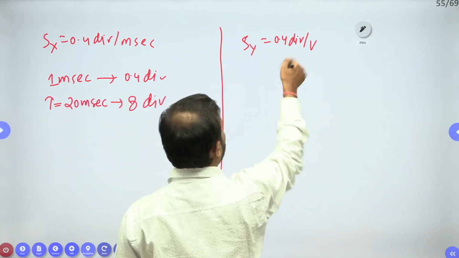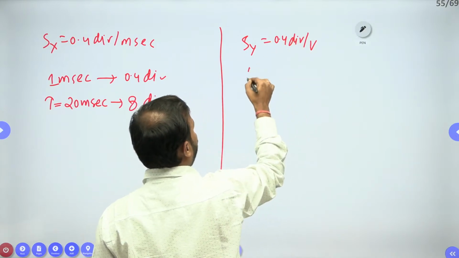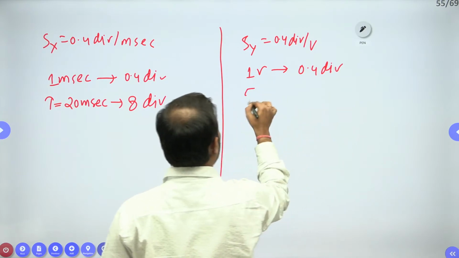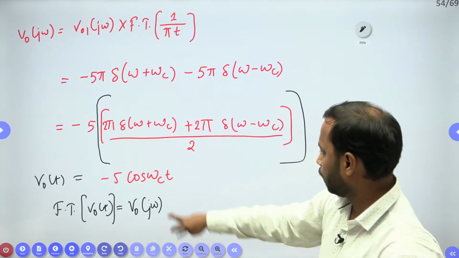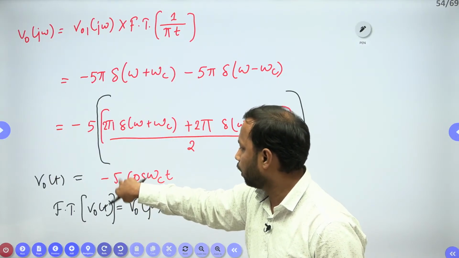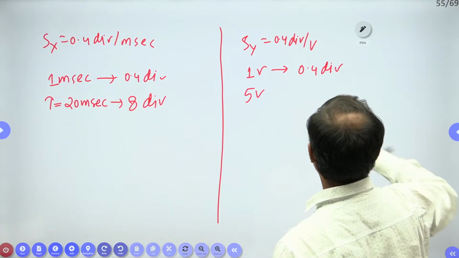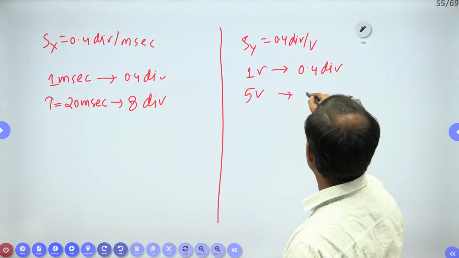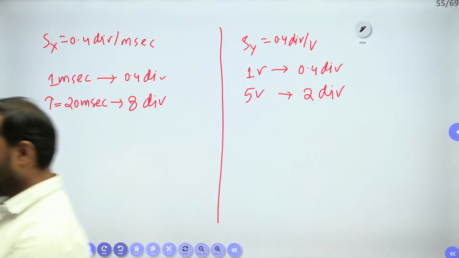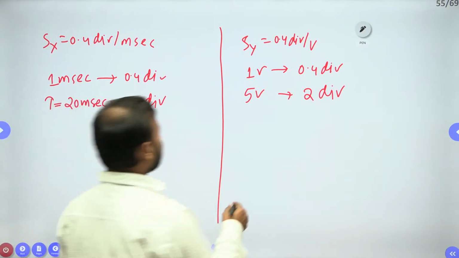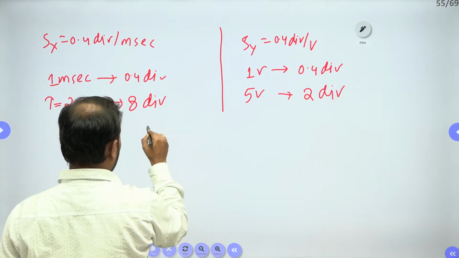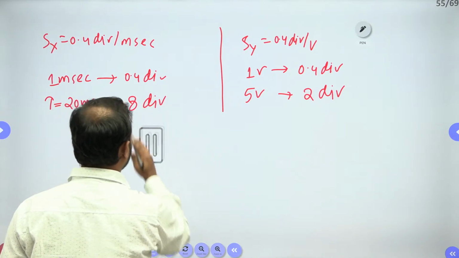Now, come to Sy. This is in voltage. So, for 1 volt, it is taking 0.4 division. Then for 5 volt, I am not considering right now this negative sign, this 5 volt will take what? Multiply with 5, it will take 2 divisions. Now, look at here everybody. We are about to finish this CRO measurement subject.